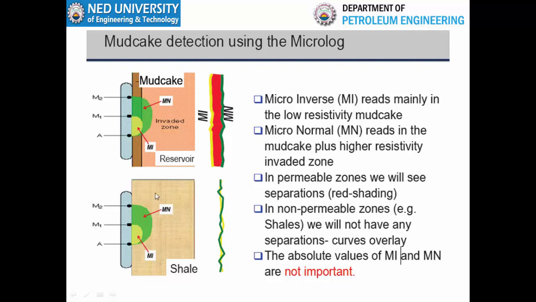In impermeable zone, we know that no mud cake will form, and we have seen that mud cake only forms in the formation where we have the separation of mud into mud cake and mud filtrate. This mud filtrate penetrates inside the formation and the solids form the mud cake. So against impermeable formation, you do not have any mud cake, which means that the resistivity as measured by the MI and MN will be the same, and you do not have the separation. So when both MI and MN are overlapping, it indicates that this zone is impermeable.